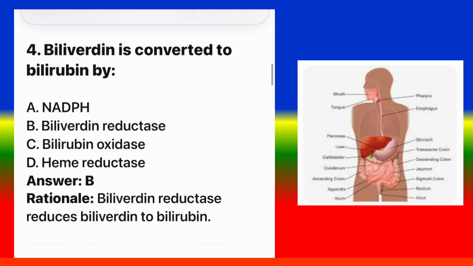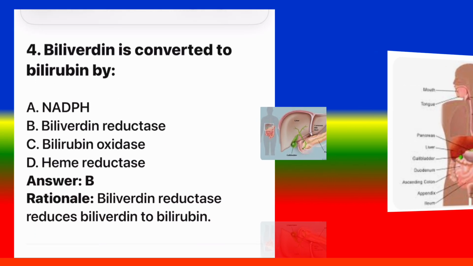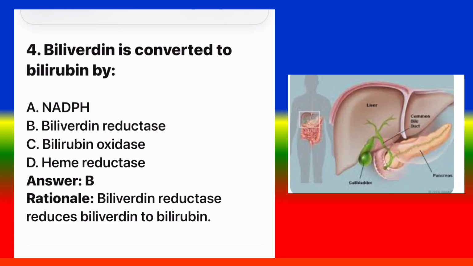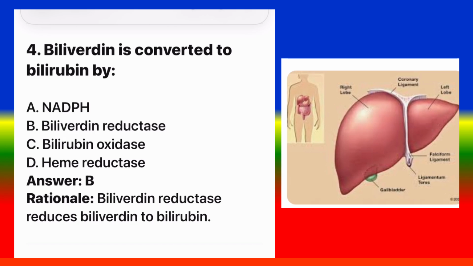4. Biliverdin is converted to bilirubin by: A. NADPH, B. Biliverdin reductase, C. Bilirubin oxidase, D. Heme reductase. Answer B. Rationale: Biliverdin reductase reduces biliverdin to bilirubin.